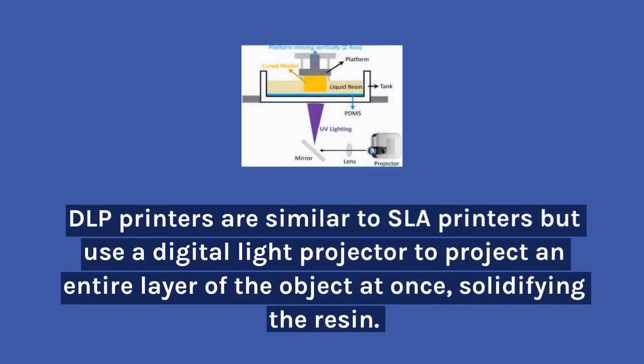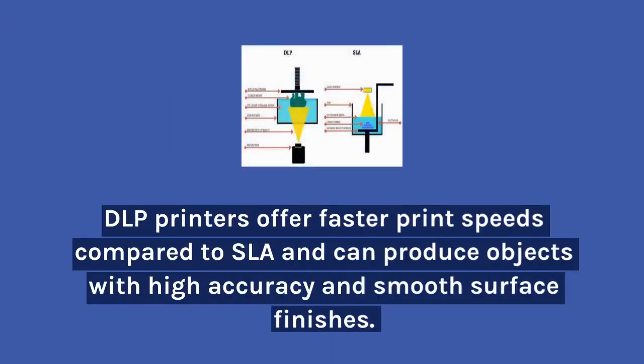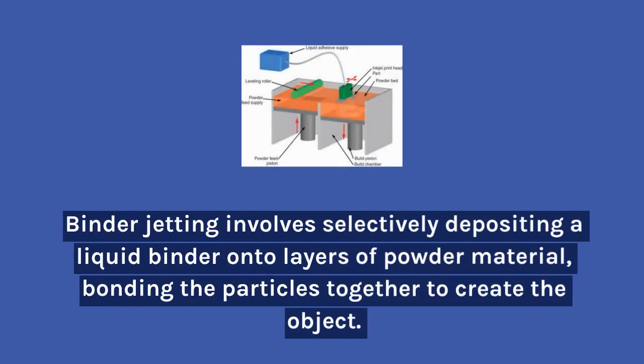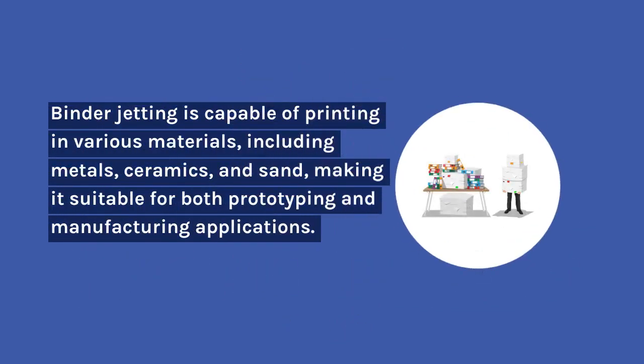DLP printers are similar to SLA printers but use a digital light projector to project an entire layer of the object at once, solidifying the resin. DLP printers offer faster print speeds compared to SLA and can produce objects with high accuracy and smooth surface finishes. Binder jetting involves selectively depositing a liquid binder onto layers of powder material, bonding the particles together to create the object. Binder jetting is capable of printing in various materials, including metals, ceramics, and sand, making it suitable for both prototyping and manufacturing applications.